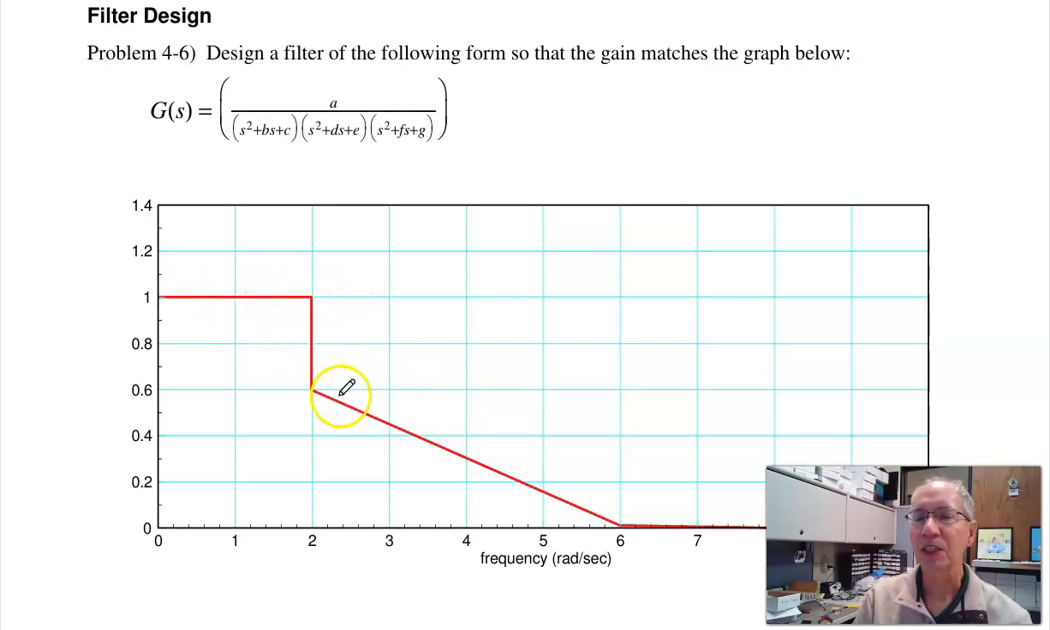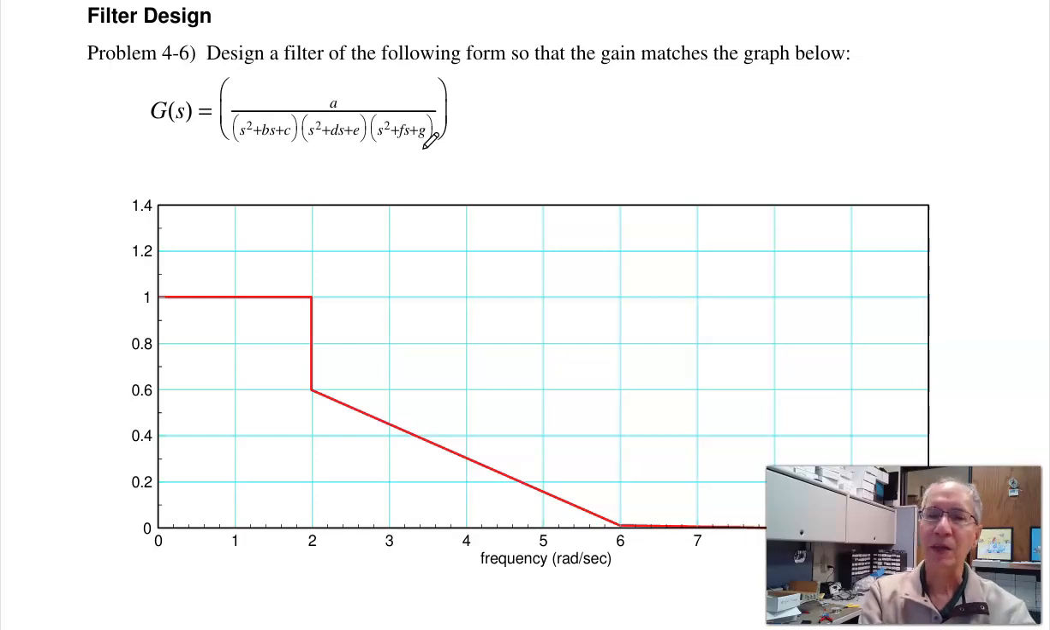Suppose this is my target. Come up with a filter that has this gain versus frequency. And assume I have no zeros and 6 poles. Where do those poles belong? Find A, B, C, D, E, F, G. Well, this is actually a much harder problem. When you take electronics and circuits 2, you'll look at designing these filters.